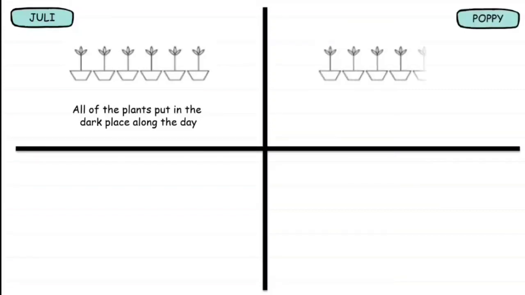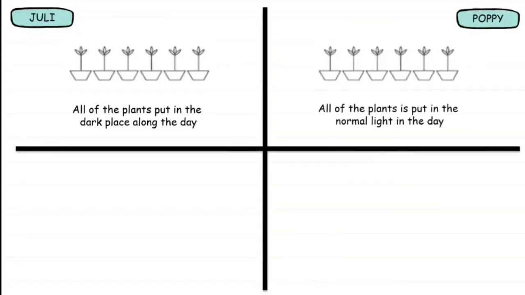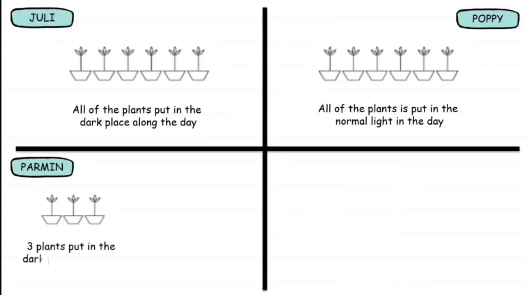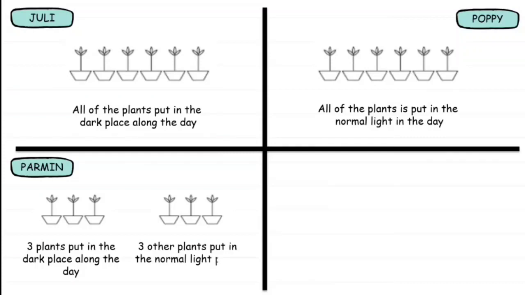And then Poppy. All of the plants are put in the normal light in the day. And Parmin, he divided the 6 plants into 2 groups. The first is 3 plants put in the dark place along the day, and 3 other plants put in the normal light place in the noon.